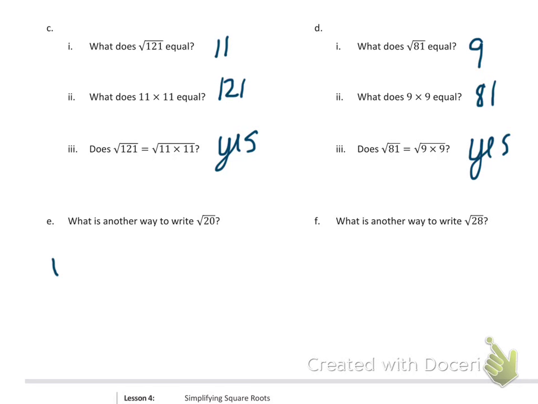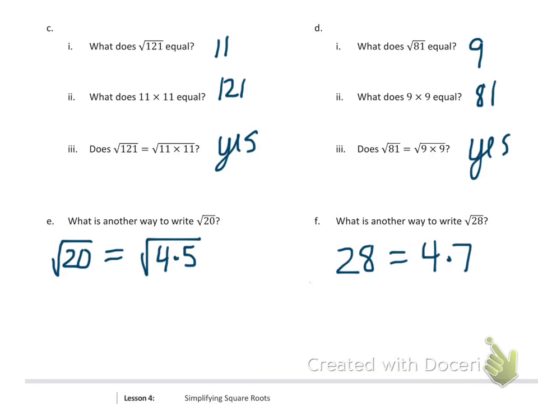Another way to think about this is, let's just back this one up. Since 28, I know that 28 is equal to 4 times 7. I know that I can take the square root of both sides of that equation, right? The square root of 28 is equal to the square root of 4 times 7. All I'm doing is changing what's under the radical, just rewriting it. Okay, so this is leading into a method that we're going to use to simplify square roots without having to approximate them.